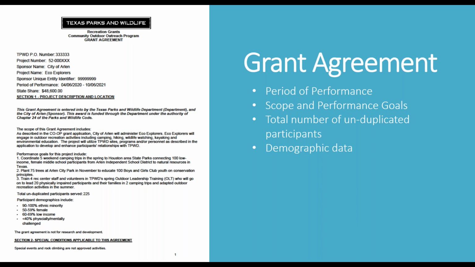The period of performance is when all eligible grant actions take place. We'll dive into that a little bit. And then you'll also see your scope and performance goals, the total number of unduplicated participants, and the demographic data that was part of your grant proposal. So we're going to dive into each of these separately.